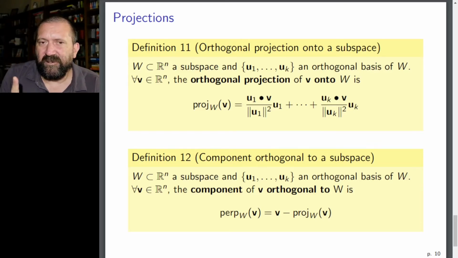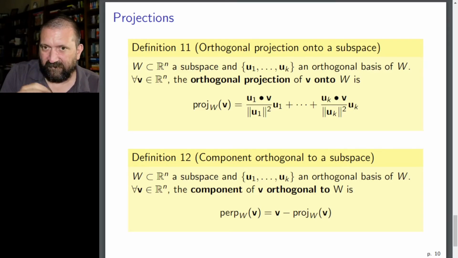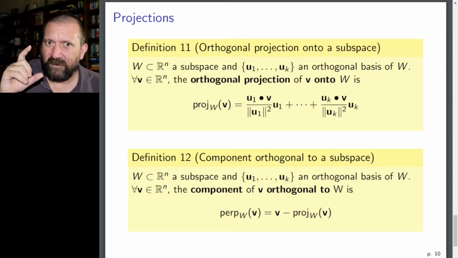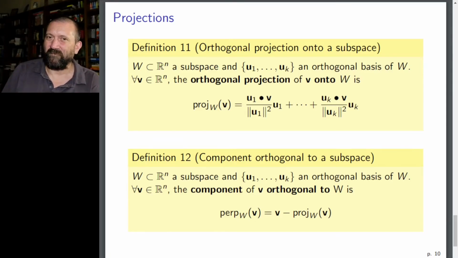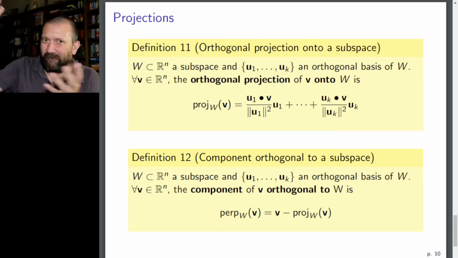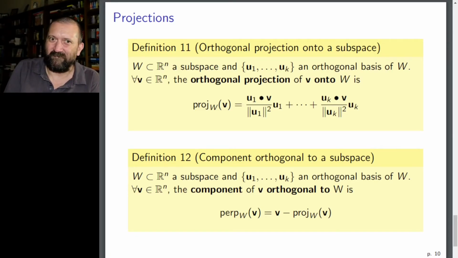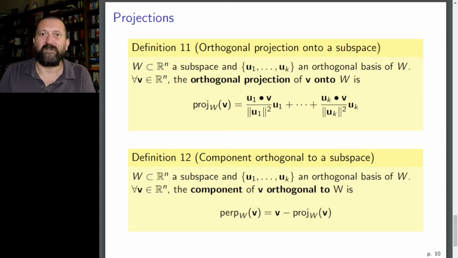And you can see in passing that this involves the vectors u1 to uk, and these vectors are in W. They're not in the original big space. They're in the subspace. So if you're projecting onto the XY plane, you're using the vectors in the XY plane to project.